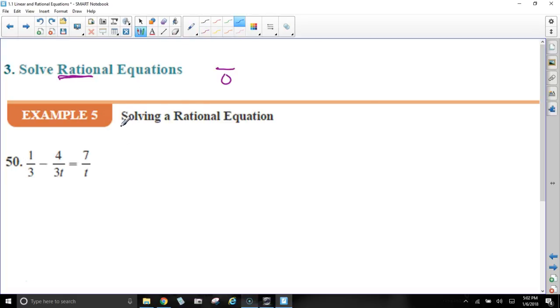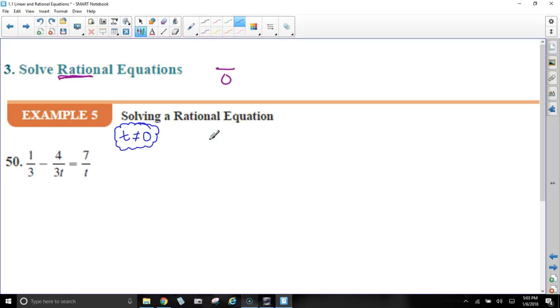So the first thing we always want to do is remind ourselves to restrict values for our variable that would give us 0 in the denominator. And for this problem, t better not be equal to 0. I say t can't be equal to 0, and I'm going to put that in a puffy cloud to remind myself that if I work this problem and I get t equals 0 down here, I'll say no, that can't happen. No solution. All right?